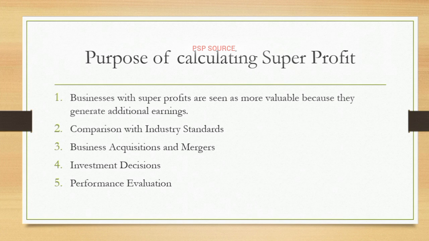Next, performance evaluation. If a company is generating super profit, then it indicates what? It indicates I'm running healthy management and healthy operations. If there is no super profit, it guides ways for improvement.